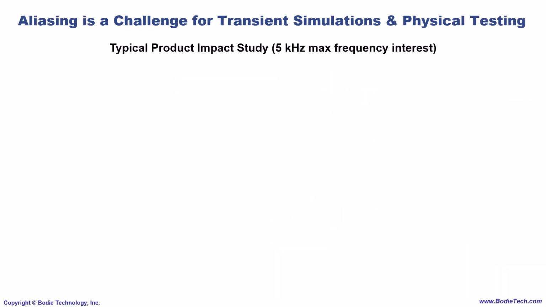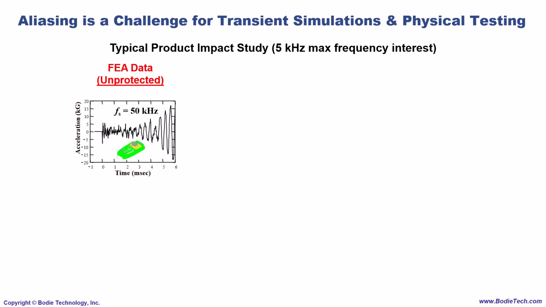Here's a typical impact study that shows why aliasing can spell disaster. In this example, the engineer is ultimately intending to evaluate up to only 5 kHz frequency content of the acceleration data. Improperly following a rule of thumb a colleague told them, they output the transient FEA acceleration data with a 50 kHz sample rate, thinking that was sufficient to represent up to 5 kHz content.